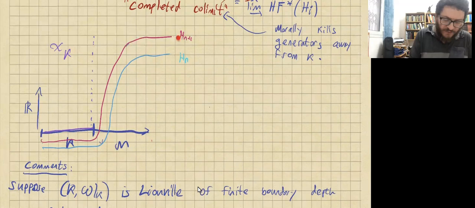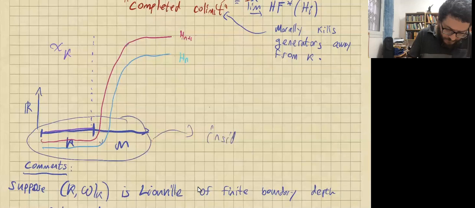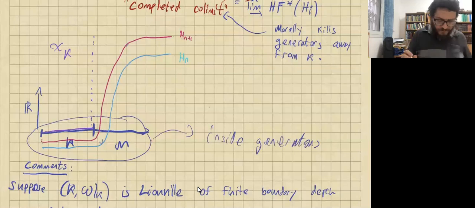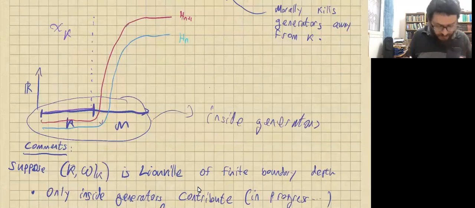And what I'm saying is that if the restriction of omega to K is exact, this part is all that contributes. These are called the inside generators. So the generators, not the chain complex, sorry, the generators are something which are intrinsic to K.